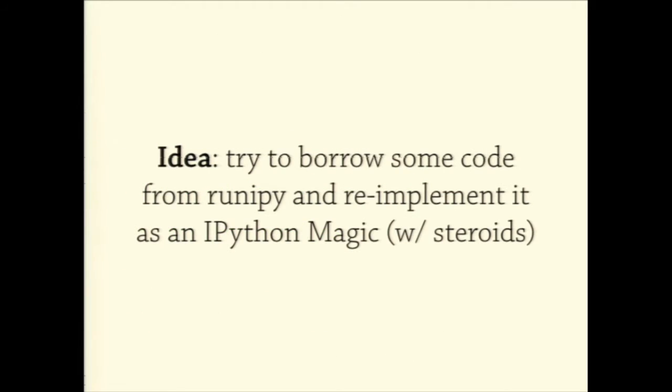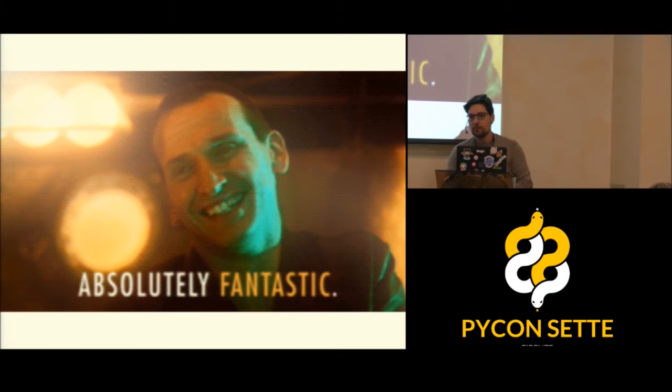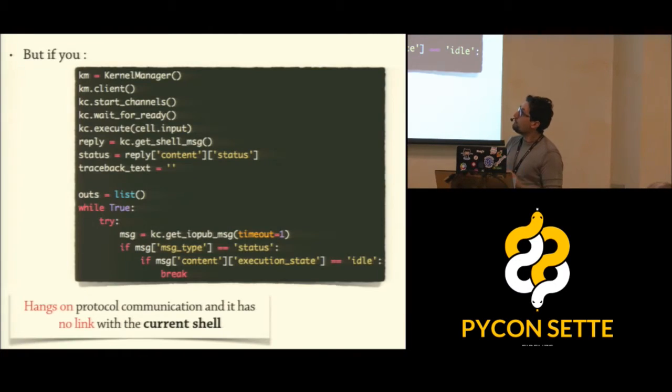So the idea was to try to borrow some code from RunIPy and re-implement it as an IPython magic with steroids, because I wanted to add a bit more functionality. And again, my feeling was, okay, absolutely fantastic. But after that, if you try to replicate these few lines of code inside a notebook, it hangs on the protocol communication. Worse, it has no link with the current shell, because it creates a new kernel manager, so a new shell for the kernel. So there's no way, at least as I discovered, to get the output from the execution and put that output in the current notebook. Okay? So my feeling became, not good.